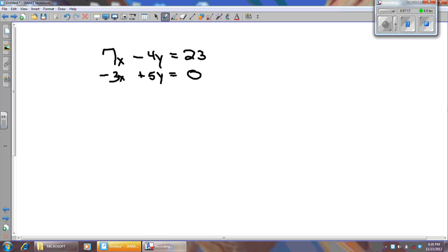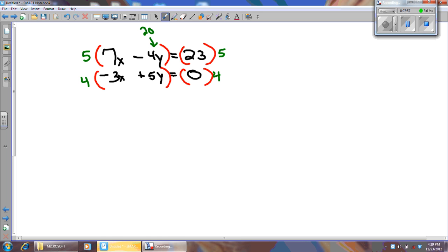Well, what you can do in a situation like this is decide, do I want to get rid of my x's or my y's? I think in this case it'll be easier to get rid of my y's. And I'm going to multiply by a number that will cause my y's to have the same coefficient with opposite signs. In other words, I need the least common multiple of 4 and 5. Well, that would be 20, right? I'm not going to multiply by 20. I'm going to multiply by what will turn this number here into 20. So I'm going to multiply by 5 in the top equation, but in the bottom equation, I'm going to multiply by 4.